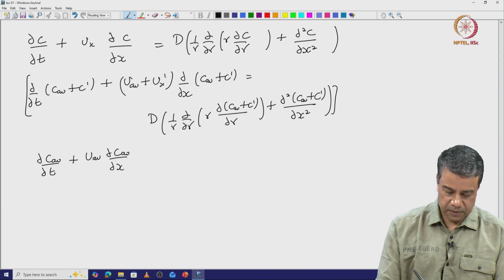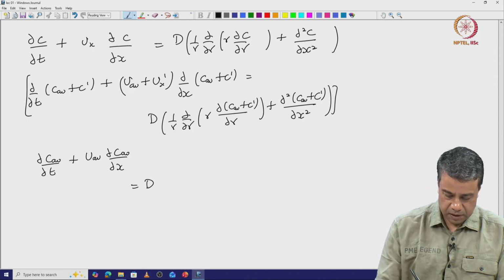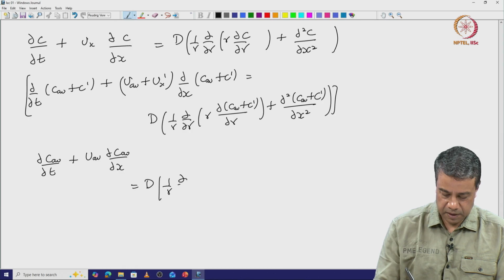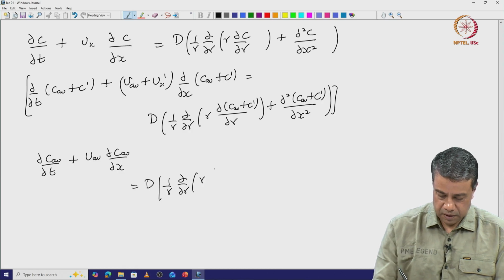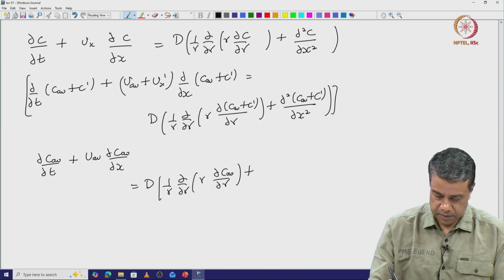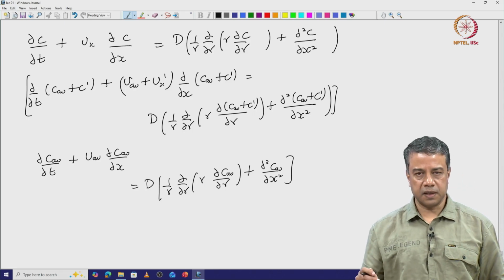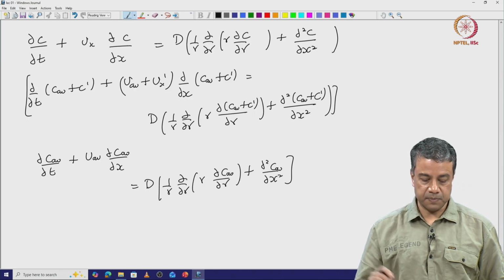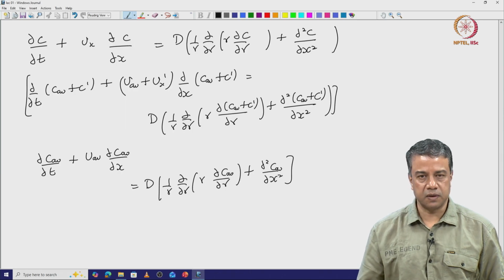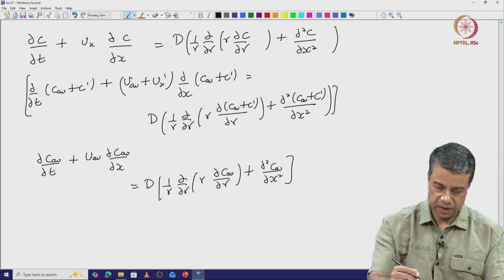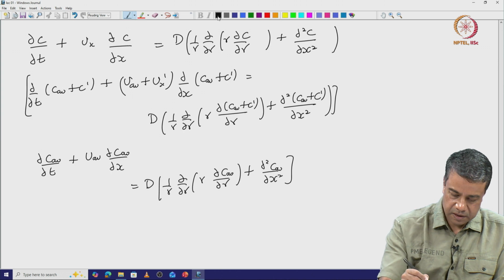On the right side, I will have d into 1 by r d by dr of r partial C average by partial r plus partial square C average by partial x square. So, any term that is linear in C prime or Vx prime will identically go to 0. However, you have this term here.